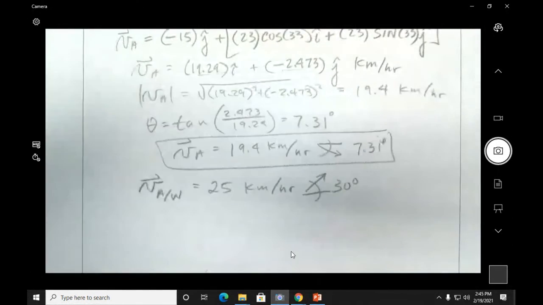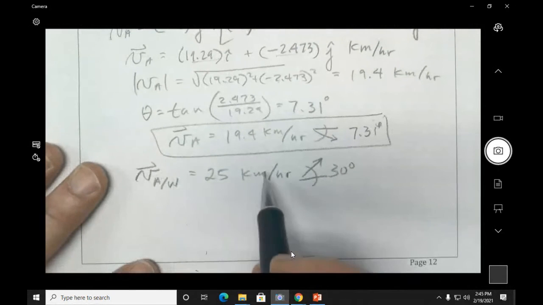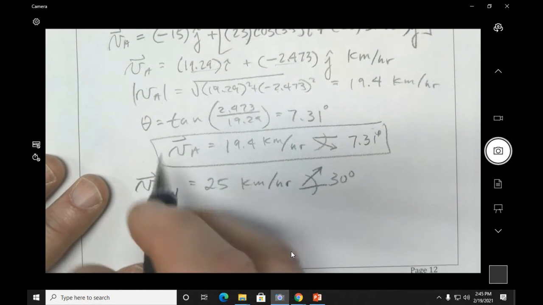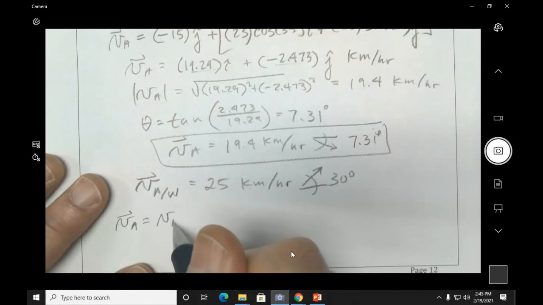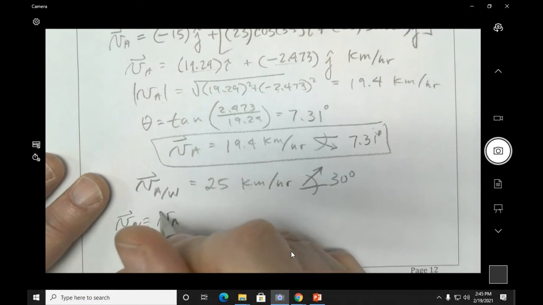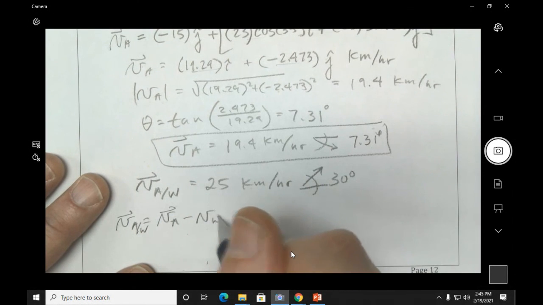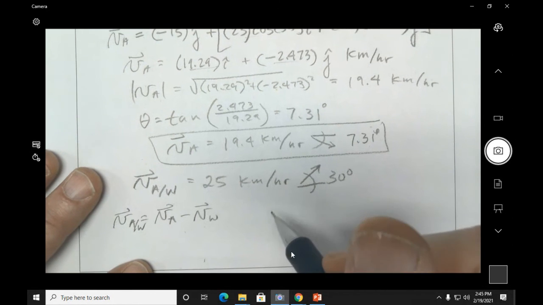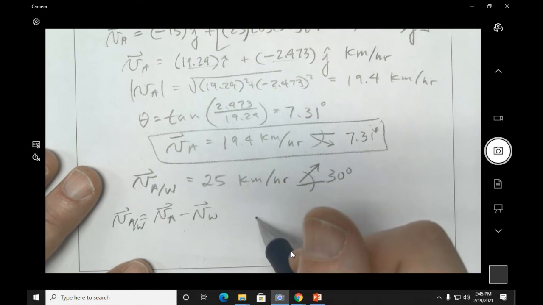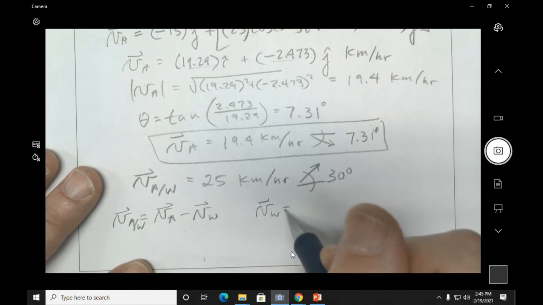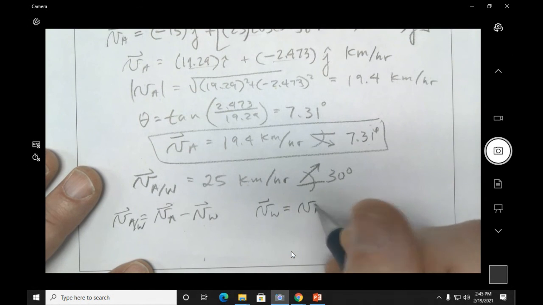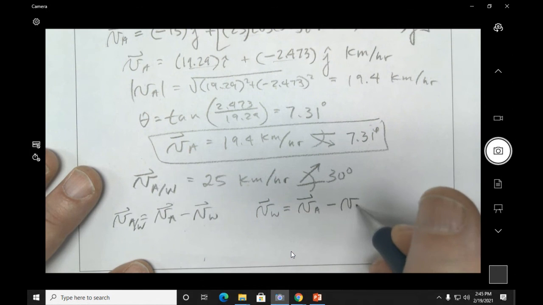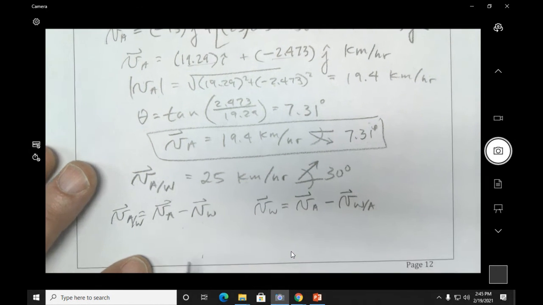So what we need to do here is now just write out, and we want to find the velocity of the wind. So the velocity of A with respect to the wind is the velocity of A minus the velocity of the wind. So if we want the velocity of the wind, all we have to do is take the velocity of A and subtract out the velocity of the wind with respect to A. Did I do that right?